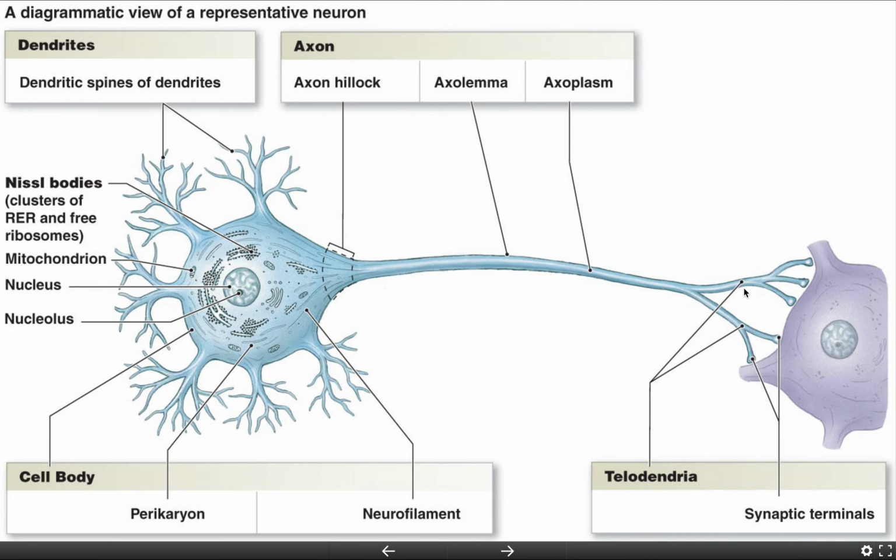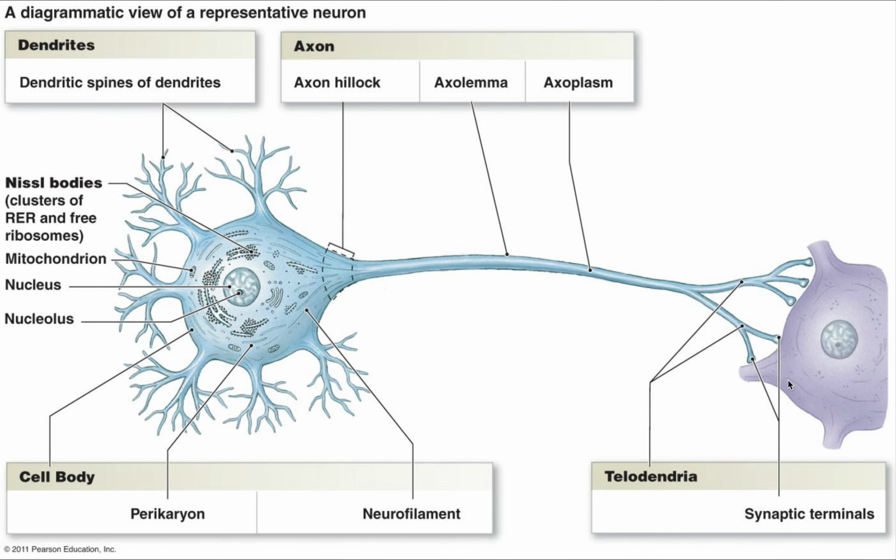Axons usually branch into what are called telodendria, and that way this neuron can contact more than one neuron later on. These end at what are called synaptic terminals, or axon terminals is another term for them. And each synaptic terminal forms a synapse between the presynaptic, so in this case the blue neuron here would be the presynaptic neuron, and the purple one would be the postsynaptic neuron.